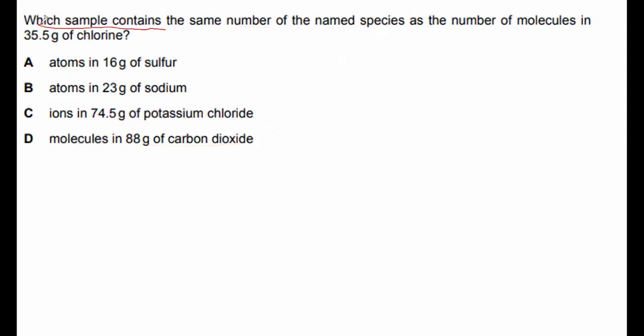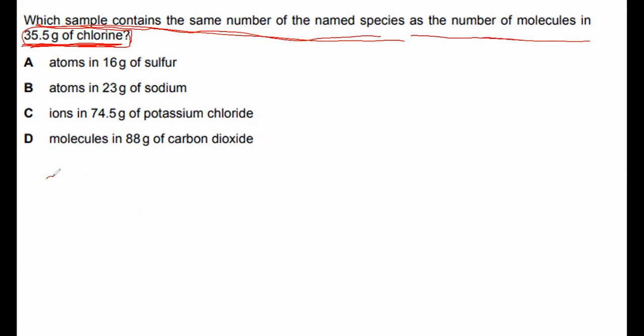Which sample contains the same number of the named species as the number of molecules in 35.5 grams of chlorine? So how many molecules are in 35.5 grams of chlorine? Look, guys, chlorine is Cl2, not Cl. Chlorine molecules are Cl2.